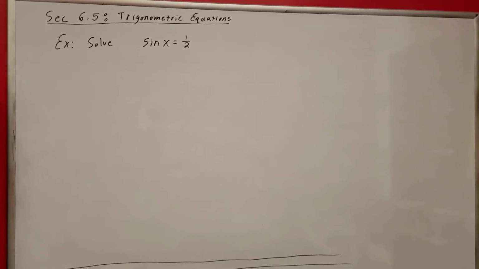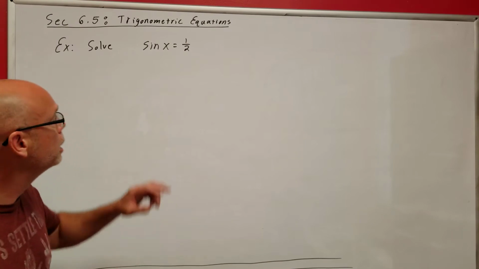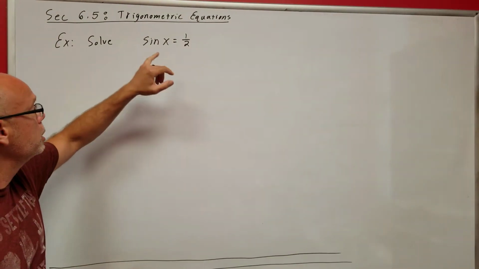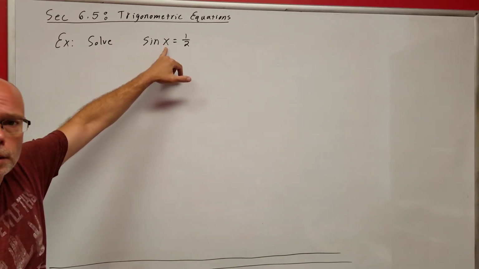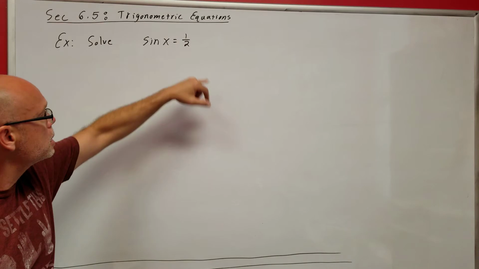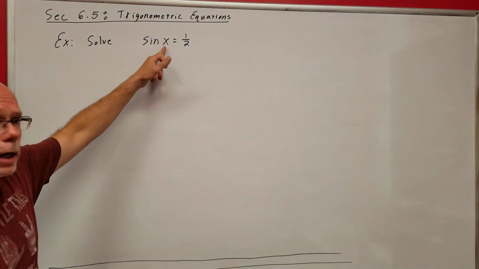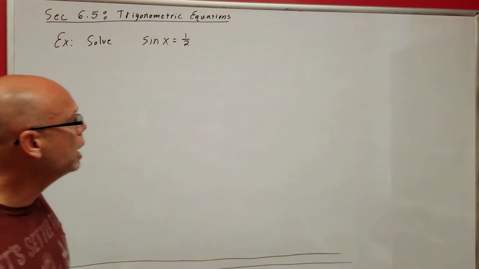Section 6.5, trigonometric equations. What we're going to be looking at here is solving equations that have trigonometry in them. We're going to be solving for x, solving for the argument. So let's look at sine of x is equal to 1/2. What are we looking for? We're looking for the value of x, and whenever I take the sine of it, it gives me 1/2.